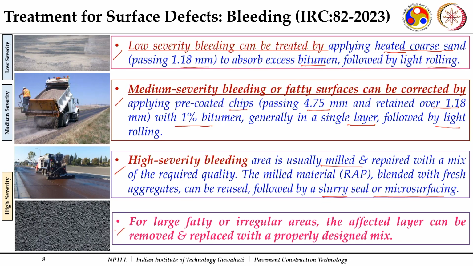And even for large fatty or irregular areas, the affected area can be completely removed, and then you can go for a properly designed new mix. So, even milling can be done for a localized portion. If this bleeding is extensive, for those particular areas we can put up a new mix, and then on the top we can go for a slurry seal or microsurfacing. We will discuss these later on when we discuss the general treatments about the bituminous mixes.